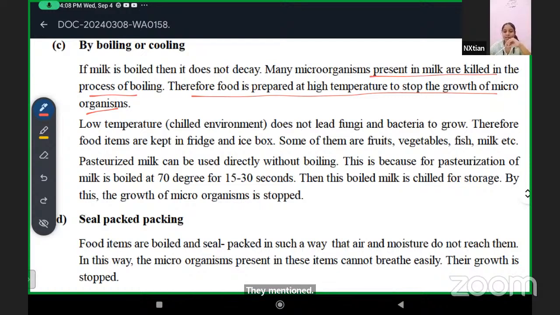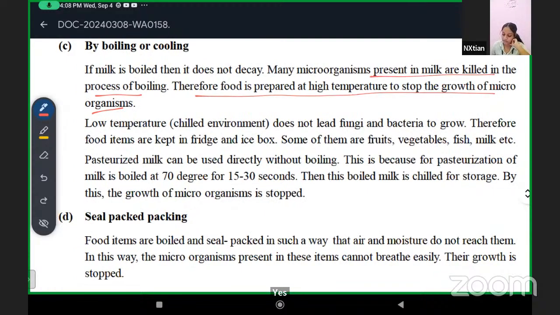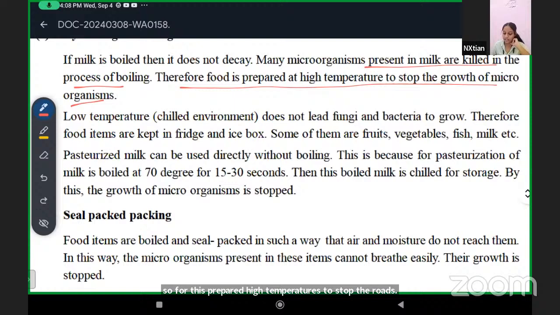So you can heat it up and use it. But people still boil it just to be sure, and then use it. Right. So food is prepared at high temperatures to stop the growth of microorganisms. Low temperature does not let fungi and bacteria grow.